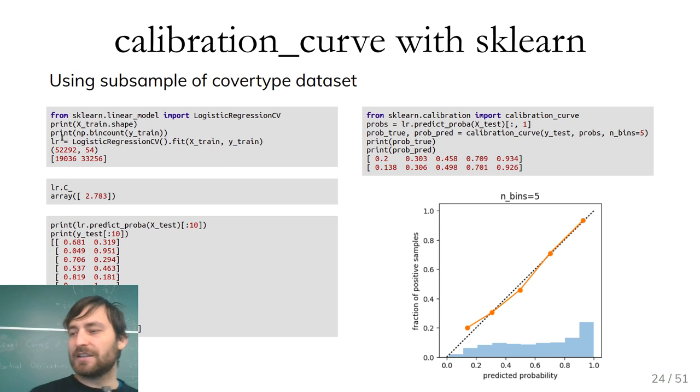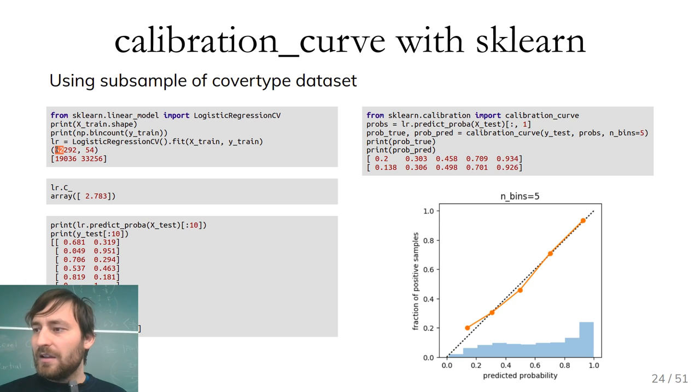So this data set, I'm using 52,000 samples with 54 features, and it is somewhat balanced. It's like 20,000 samples in one class and 30,000 in the other class. And so here, I'm using a trick that I didn't really talk about, but basically I make it automatically find a C for me, and the C is 2 point something. Cool. So that's a logistic regression model.